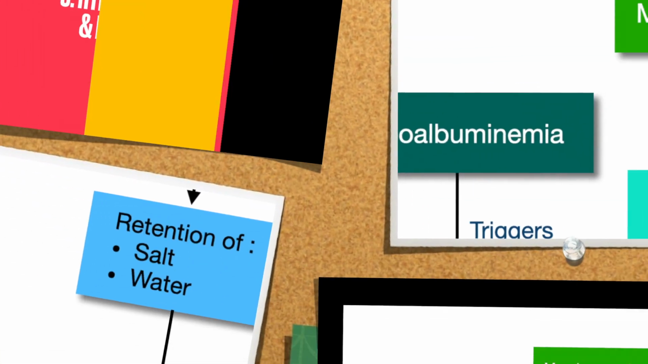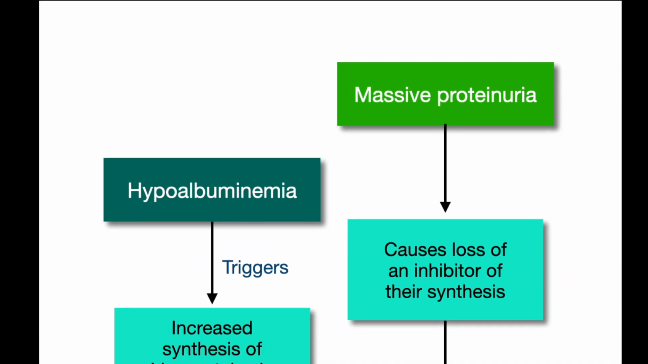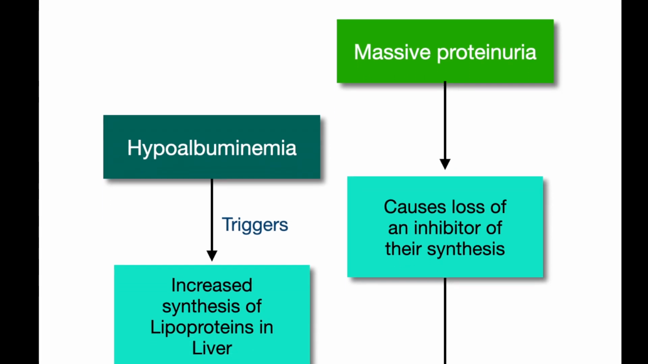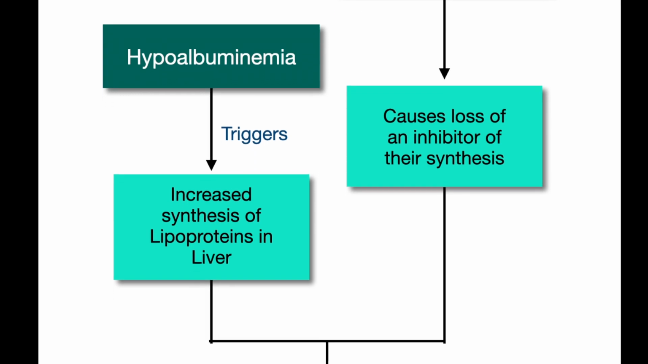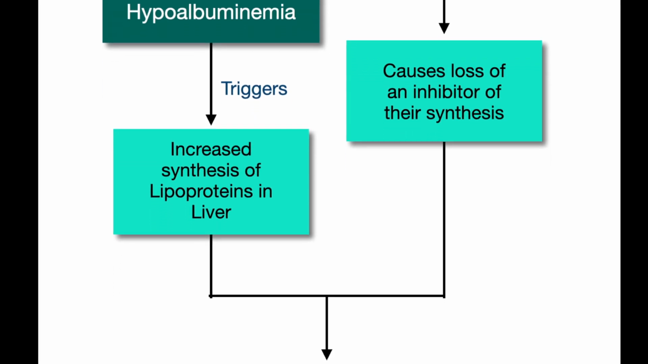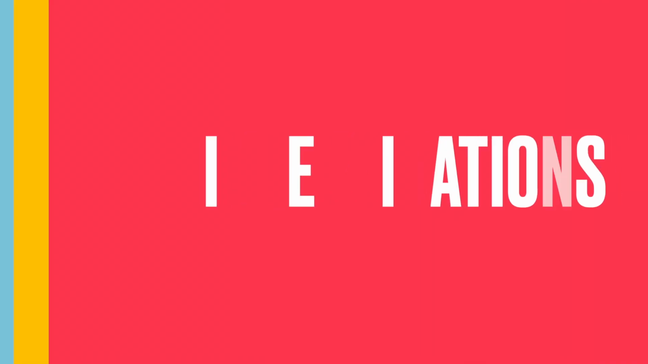Hyperlipidemia and lipiduria. Here, hypoalbuminemia triggers the synthesis of lipoproteins in the liver, or sometimes massive proteinuria causes loss of an inhibitor of their synthesis. This will cause hyperlipidemia and lipiduria. Now come to investigations of nephrotic syndrome.